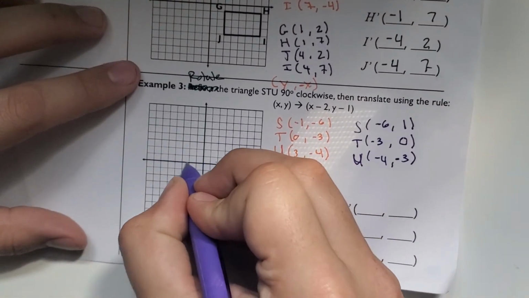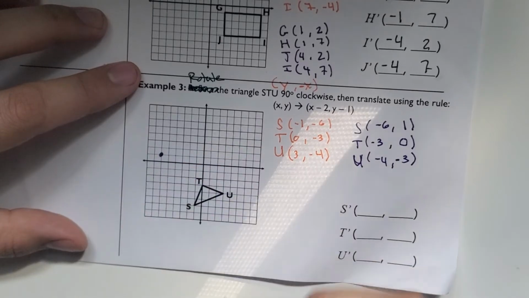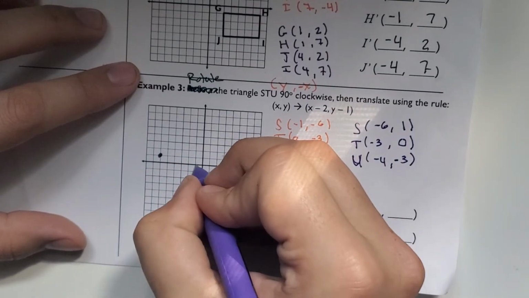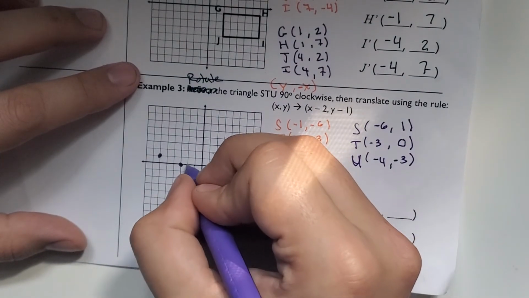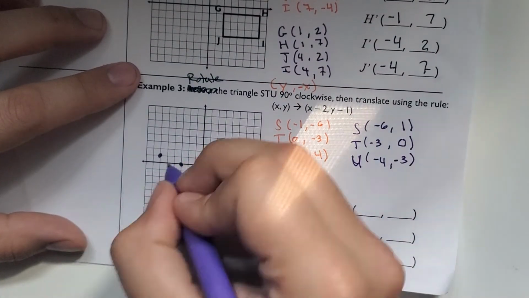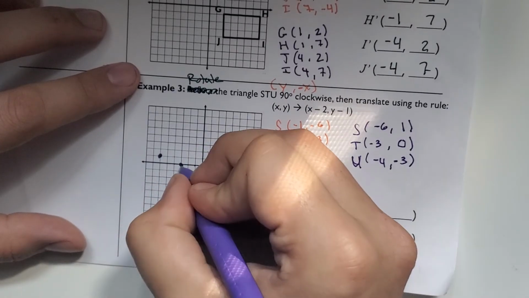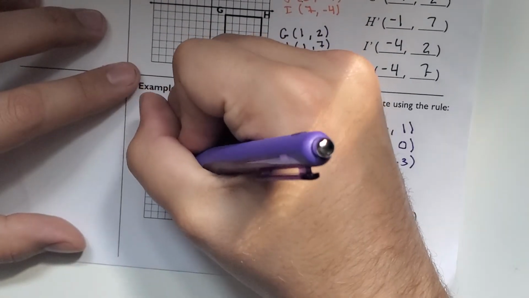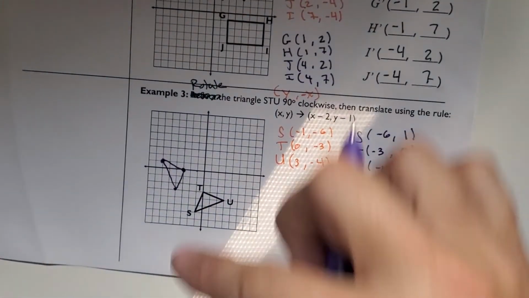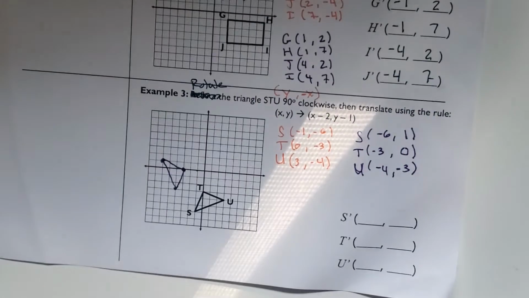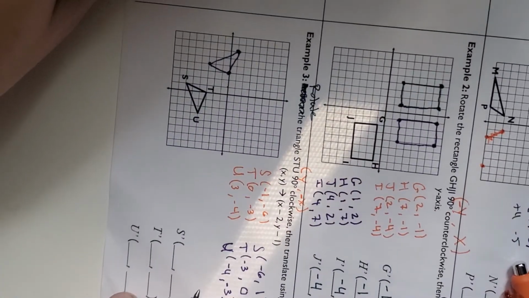Negative 6 and up 1. Negative 3, 0. And negative 4, negative 3. Negative 1, 2, 3. I almost went positive, because I am a positive person. There we go. Look at that. So you can see we took this little triangle and just rotated it 90 degrees in a clockwise fashion. It just turned about the paper in that direction.